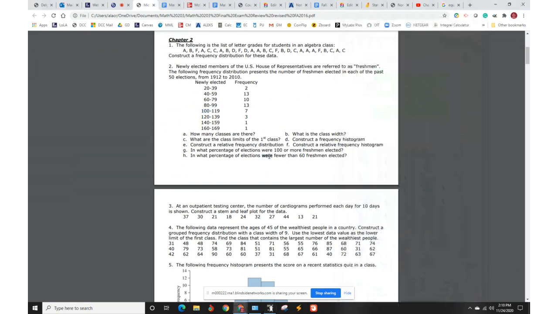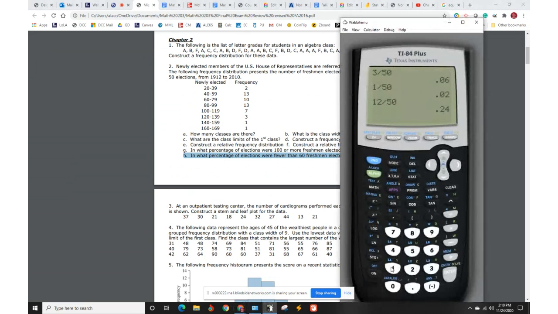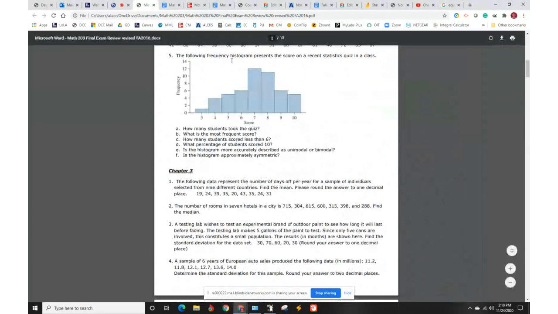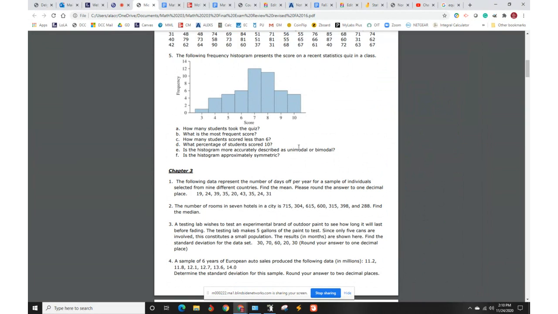And what percentage of elections were fewer than 60? So fewer than 60 would just be these two. So that's 15 divided by 50. 0.3. So you can also do the same thing. A histogram represents something very similar, and you can answer questions in the same way, except that you got a visual chart.